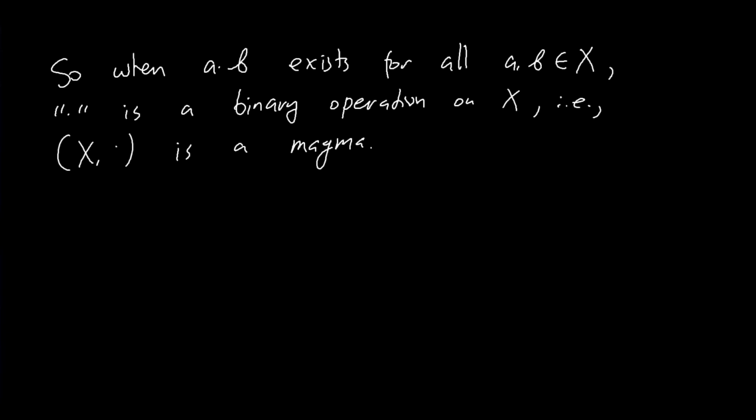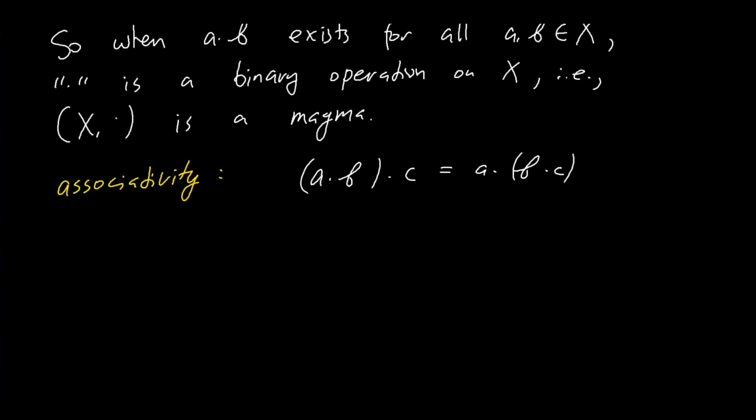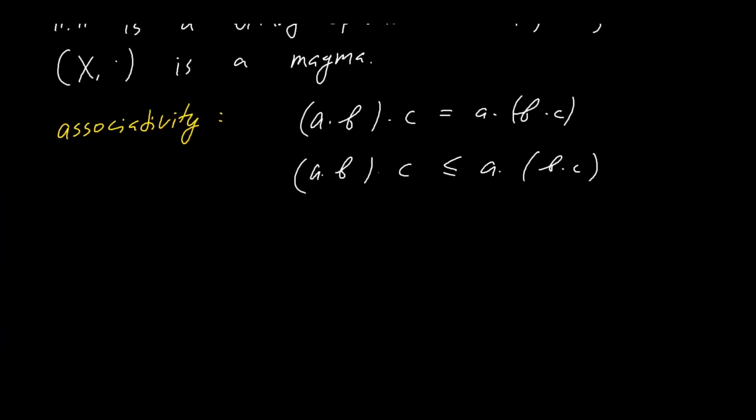This magma turns out to be an idempotent commutative monoid, and let's prove that. So, associativity. I want to prove that A dot B dot C equals A dot B dot C. And perhaps I will employ a similar strategy as before. I will try to prove that this thing is less or equal to that thing, and then maybe using a similar argument also prove the other less or equal relation.